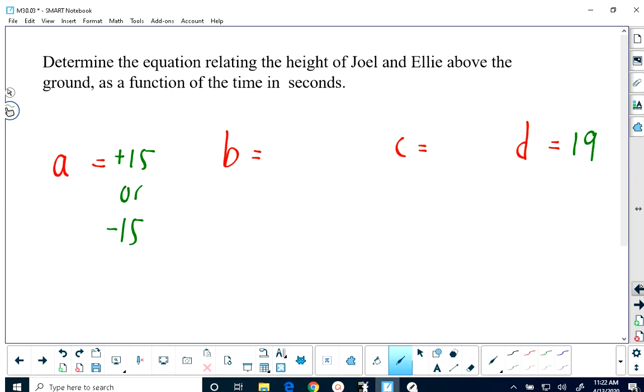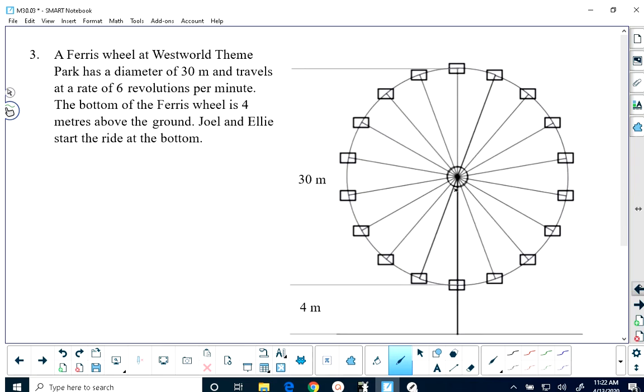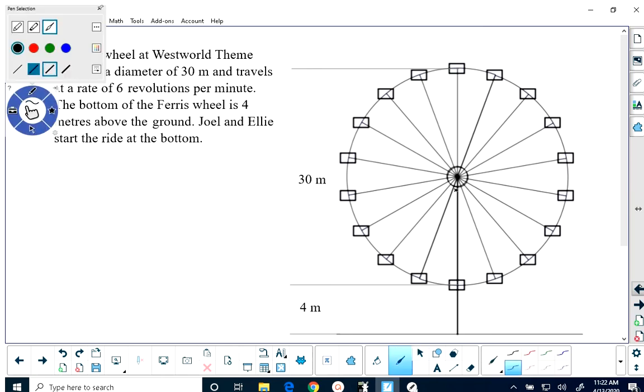Now we can find B. B is not that difficult to find. There's a couple of steps to it, but we know how to do this. B is related to the period. I'll remind you that B is equal to 2 pi divided by the period. So how can we find the period?